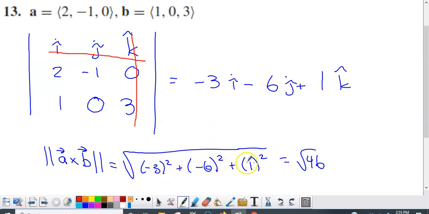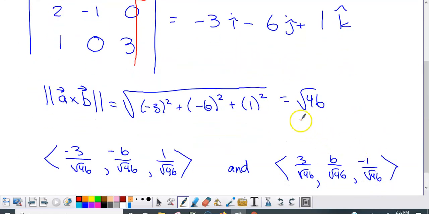Squared the x component, squared the y component, squared the z component, added them up, took a square root, got square root of 46. If I take these components, -3 for the x, -6 for the y, +1 for the z, if I divide those by this magnitude, here is a unit vector that travels the exact same direction as this vector does. Since this vector is the cross product between the original two vectors, I know that this unit vector travels the same direction as this vector does, and because it was a cross product vector that we started with, we're looking at it being orthogonal to both vector A and vector B.